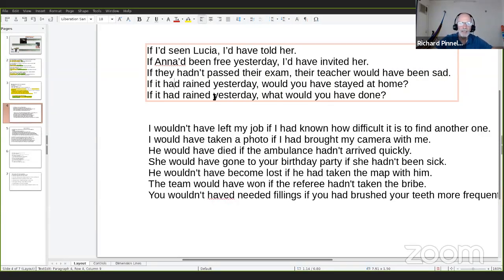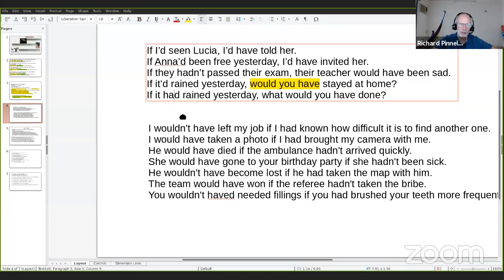If it had rained yesterday, we would have stayed at home. Oh, sorry, this is a question. Sorry. Yeah, I didn't comment on this here. I'm making a question. If it had rained yesterday, would you have stayed at home? So notice with the question here, in the result part, we're reversing the order. It's would plus subject plus have instead of subject plus would plus have. If it had rained yesterday, would you have stayed at home? And if it had rained yesterday, what would you have done?